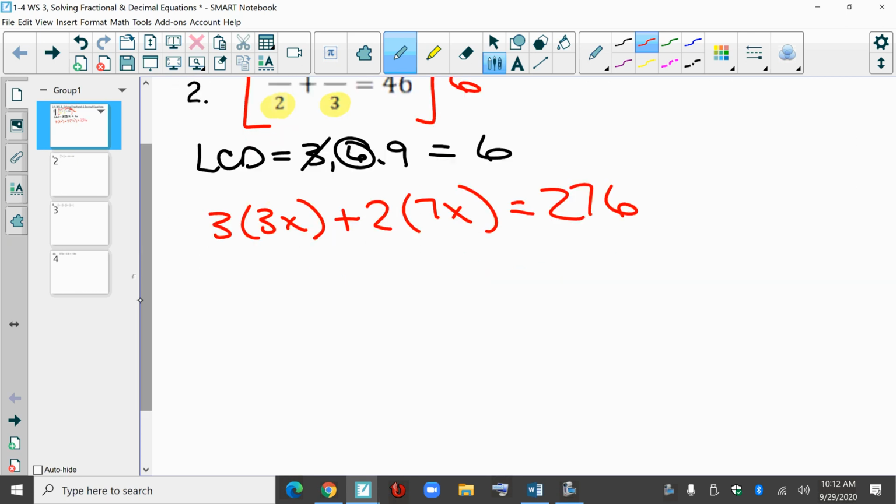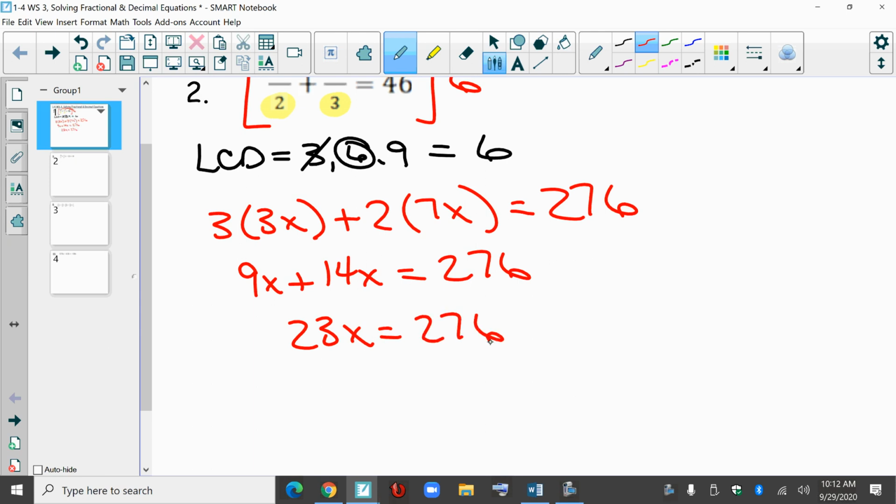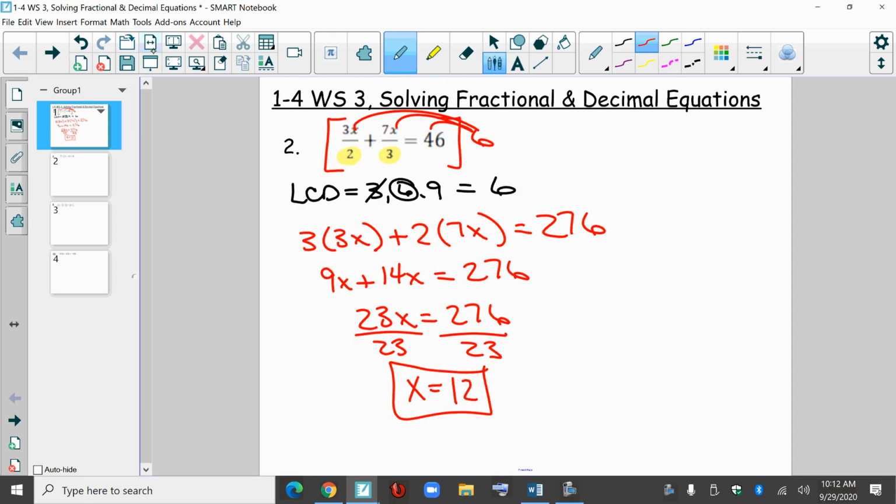Now I need to solve this. 3 times 3 is 9x. 2 times 7 is going to be 14x, and that's equal to 276. 9 plus 14 is going to give you a 23x is equal to 276. Divide both sides by 23. So 276 divided by 23 is actually 12. So we solved that entire thing to be able to get x is 12.